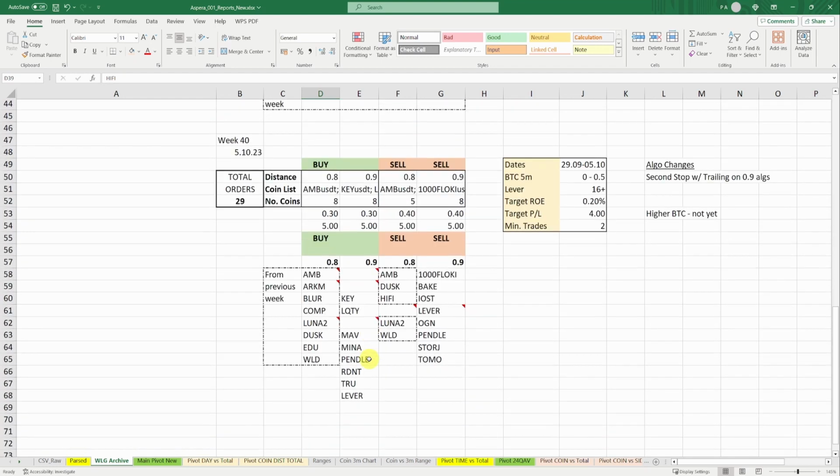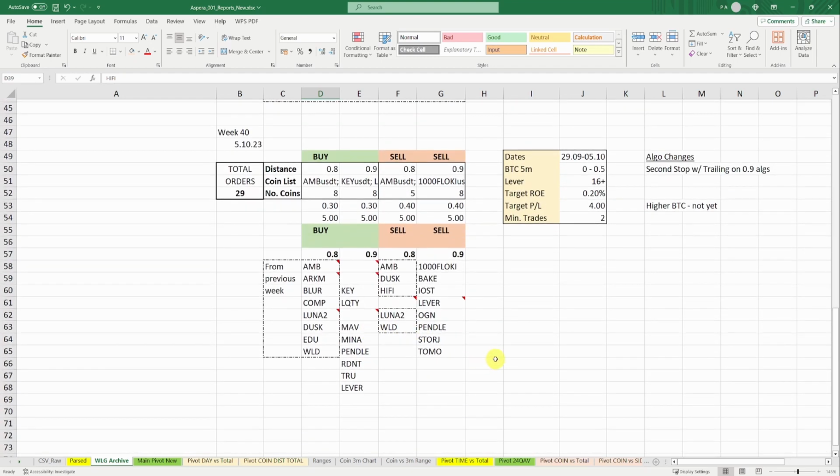Here is my selection for week 40. At the distance of 0.8, I have all the best from the previous week that did fit my criteria here, and these criteria remained unchanged from the previous week. At the distance of 0.9, I have what's been generated by my data collection algorithms. There are a few notes here on several cells, and this is where the coin showed up both on 0.8 and 0.9. So based on performance that I have included in the notes, I left these coins at 0.8 and I removed them from 0.9.